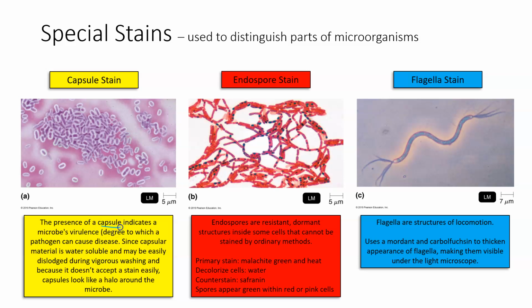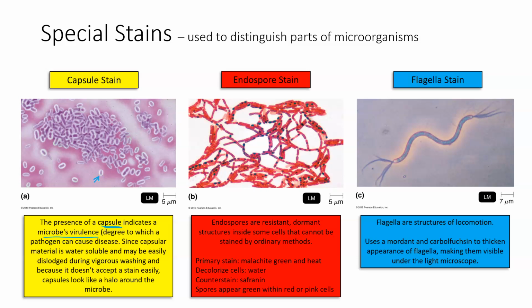The presence of a capsule in a bacterium indicates the microbe's virulence. Okay, I can't say it right now. Virulence. It basically is used to measure the degree to which that bacteria is pathogenic, and we know that pathogenic means that it causes disease. So typically, if a bacteria has a capsule present, it's more likely to be pathogenic and therefore more likely to cause disease.